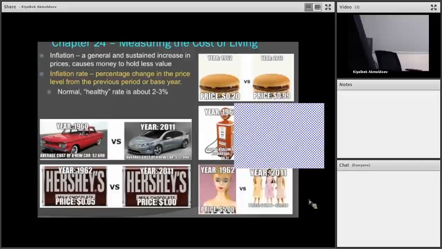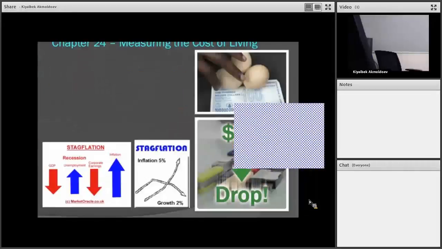So a normal healthy rate of inflation is about 2 to 3%. In fact, if you look at the United States from 1914 to more current times, the average rate of inflation was about 3.38%. So most economists argue that a normal healthy rate of inflation is about 2 to 3%.